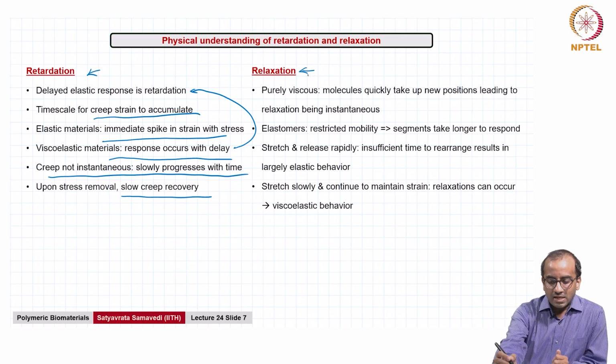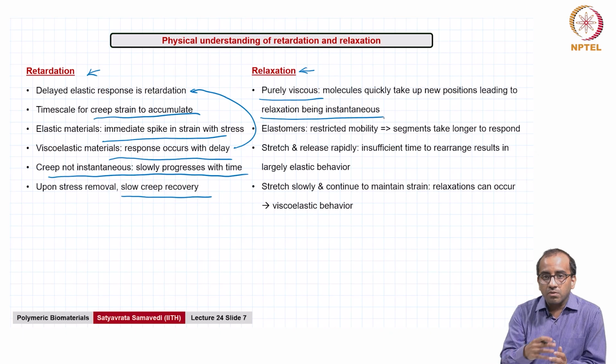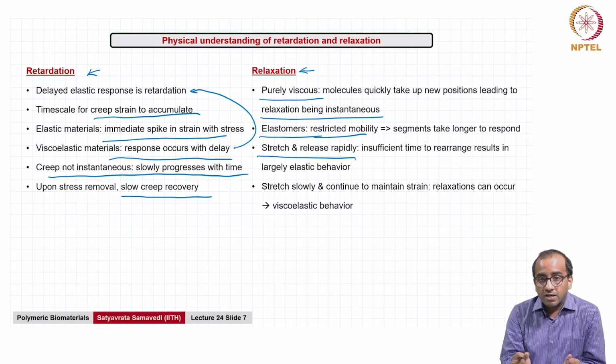Now, relaxation, essentially, one can think about the internal stresses or tension being relieved over time because of some molecular processes. For purely viscous fluids, molecules move about extremely rapidly to take up new positions, which means the relaxation is going to be almost instantaneous, right? Whereas in the case of elastomers, what you can have is restricted mobility, where the segments take longer to respond. So if you stretch and release rapidly, you don't give sufficient time to rearrange, resulting largely in elastic behavior, right?